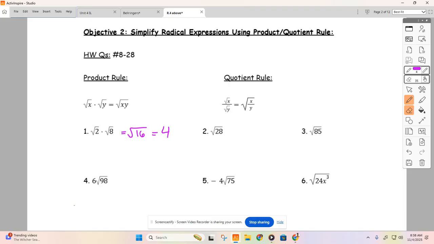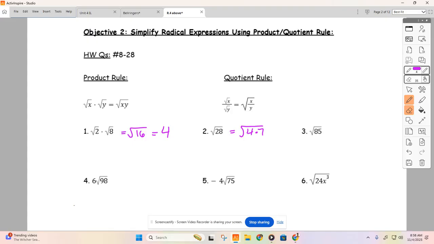Now, the square root of 28 is not a perfect square. So in order to simplify it, we have to find a perfect square that goes into it. We're trying to factor it, we're separating it into factors, and we're looking for a factor that is a perfect square. So using the calculators, just go through your factors. Does 4 go into 28? Yes. So it is 4 times 7.